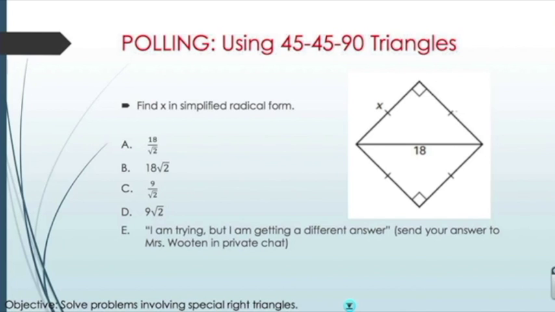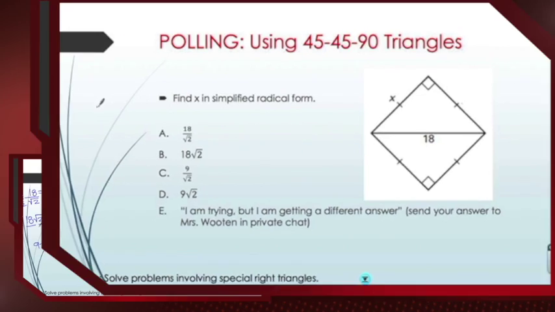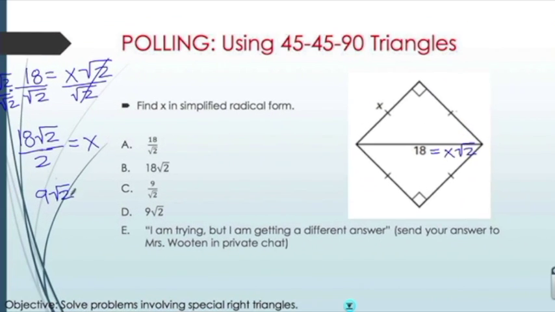All right, you try this one. Find x in simplified radical form. The correct answer is D, 9 times the square root of 2.